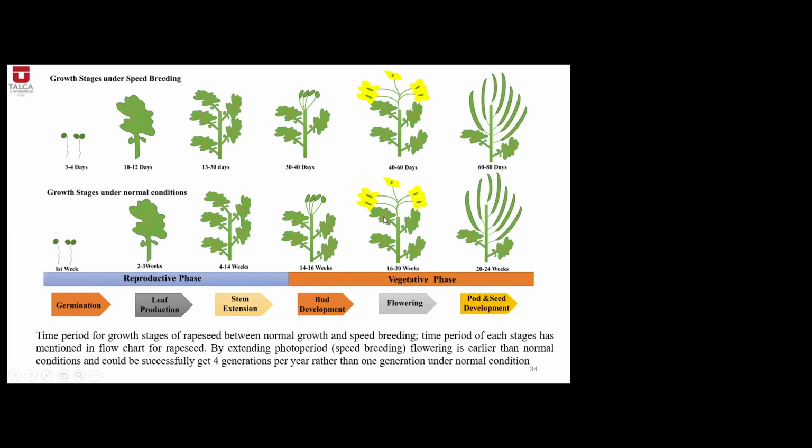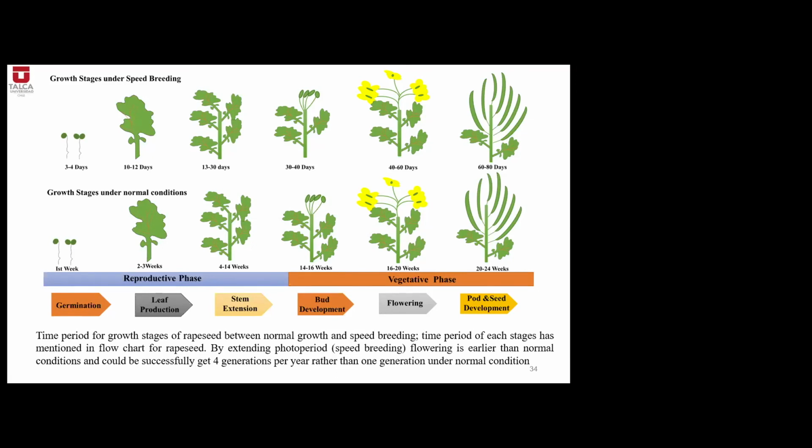But how do we combine speed breeding with CRISPR-Cas9? If we do the Agrobacterium transformation, it takes almost 2 to 3 months to get a stable plant. If we grow the callus induction under speed breeding, we can get the plants within 30 days. Then we grow these plants under speed breeding and can get the T0 plant within 80 days. Then we will grow T1 also under speed breeding. This is the objective: to get T-DNA free plants within a year.